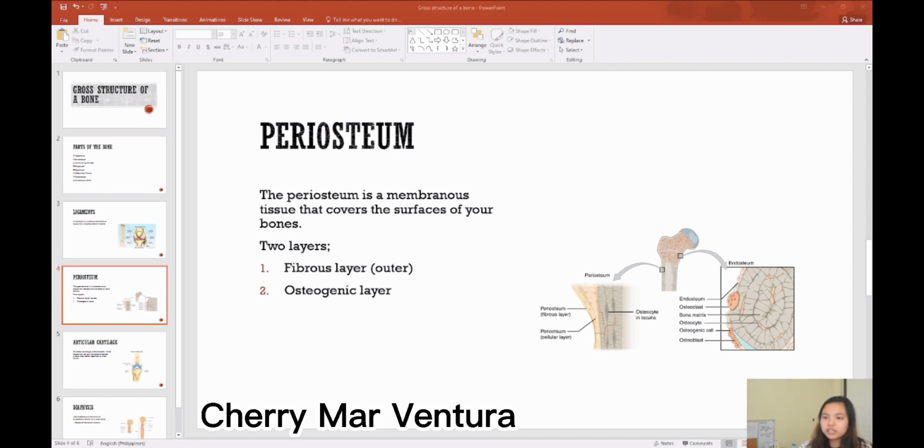The fibrous connective layer is mostly composed of collagen and contains nerve fibers that cause pain when the tissue is damaged. The second layer is the osteogenic layer. It contains cells that help the bone to grow and repair, and they are called osteoblasts.